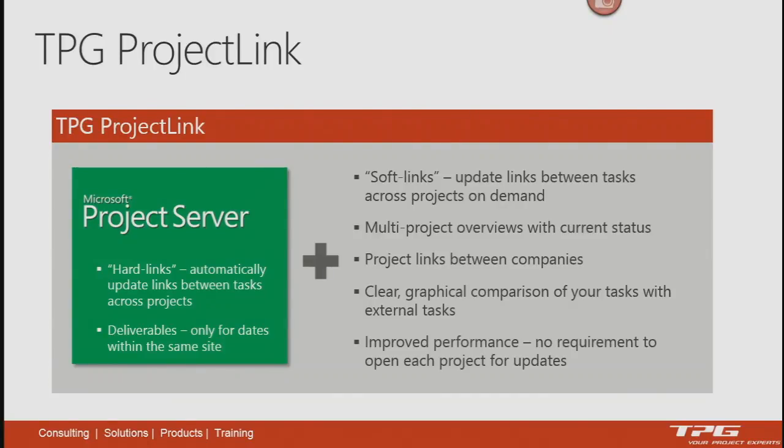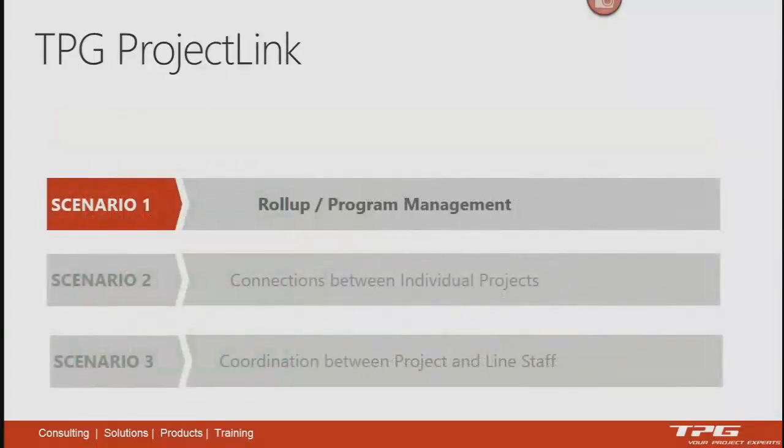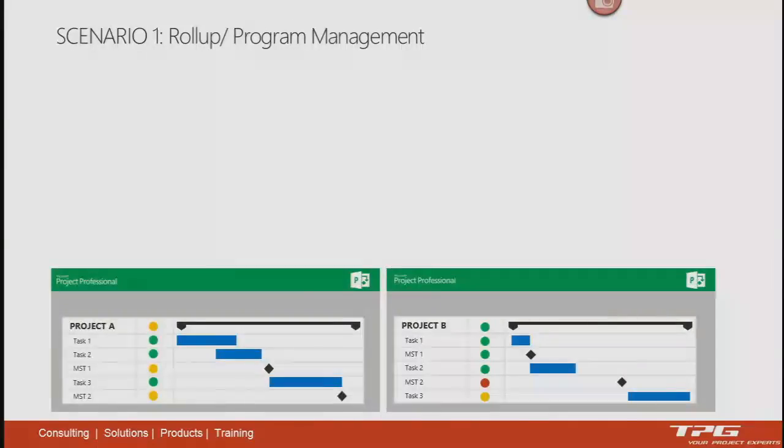And you get much better performance. If you have multiple projects with dependencies, open up one project, it actually goes and opens up all the other projects behind, even though you don't really recognize that perhaps. So we don't need to do that in here as well. So three scenarios we're going to look at. Roll-up and program management, we link those two together. Connections between individual projects, and then coordination between line staff as well.